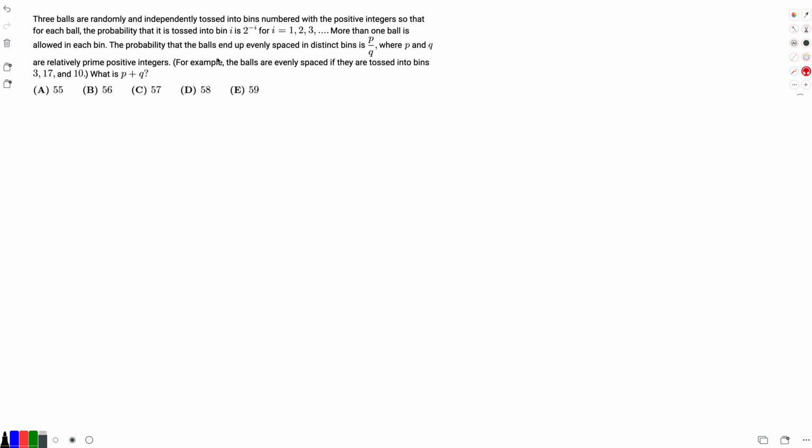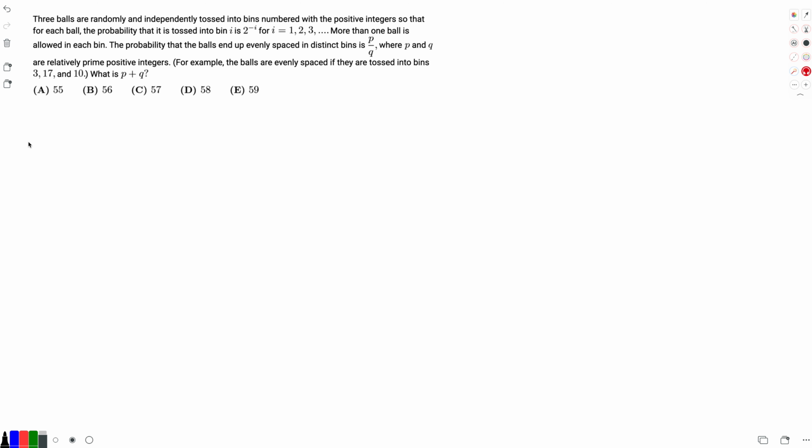The probability that the balls end up evenly spaced in distinct bins is p over q, and we want to find p plus q, where p over q is in lowest terms, not reducible any further. Okay, and then we have an example over here. If it's in 3, 7, 11, and 10, the balls are placed in that order, then we do in fact have that they are evenly spaced. Or in other words, if the spacing forms an arithmetic progression, then it is valid.